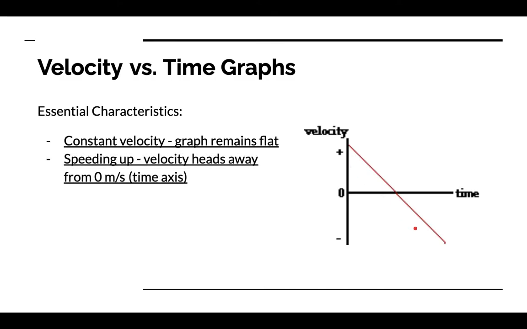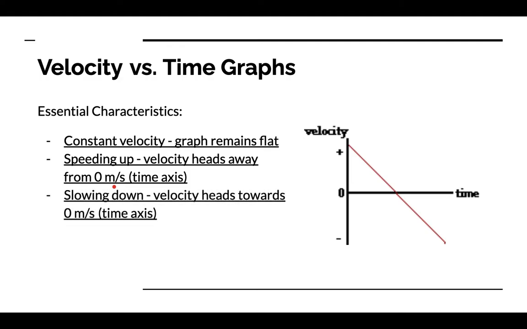Speeding up means your velocity is going to head away from the 0 meters per second mark, which is represented by the time axis. The idea being it's like a speedometer in a car. If you speed up in a car, the speedometer dial is going to move away from 0 meters per second or 0 miles per hour. And then slowing down, the velocity is going to head towards 0 meters per second because like in a car, if you brake, the dial of your speedometer heads towards 0 meters per second or 0 miles per hour.